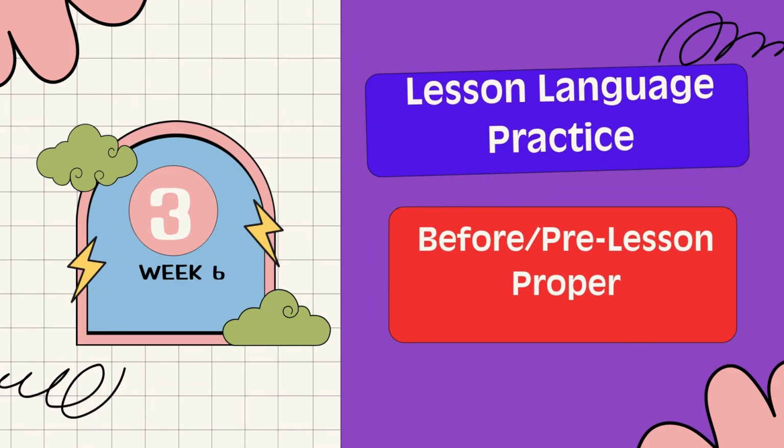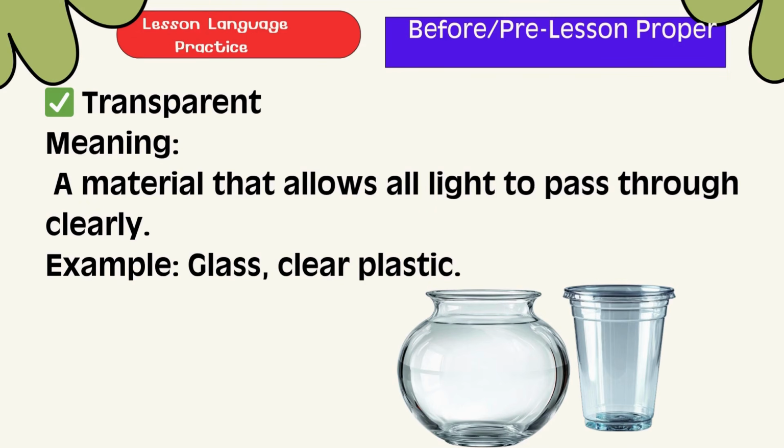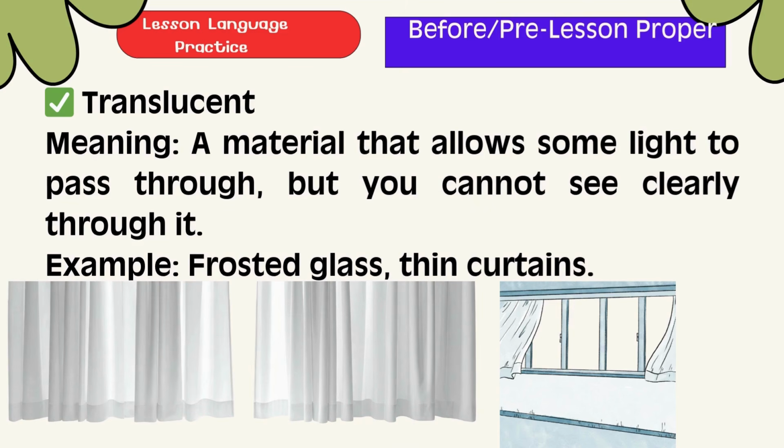Lesson language practice. Transparent, a material that allows all light to pass through clearly. Example, glass, clear plastic. Translucent, meaning a material that allows some light to pass through but you cannot see clearly through it. Example, frosted glass, thin curtains.